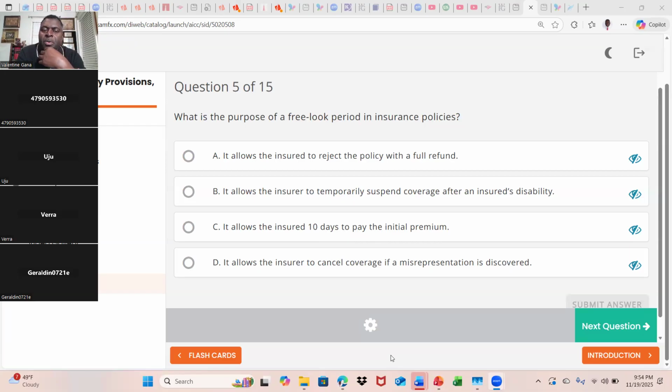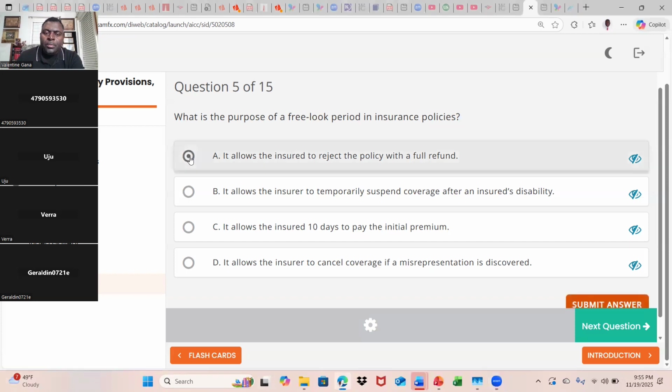D is talking about the insurer. The free look is mostly determined by the insured. So I think it should be A. It allows the insured to reject the policy with full refund. Yeah. That's the free look.